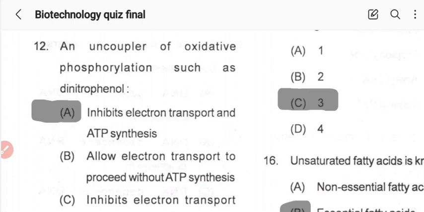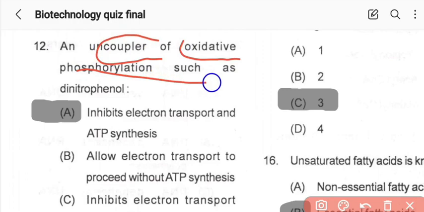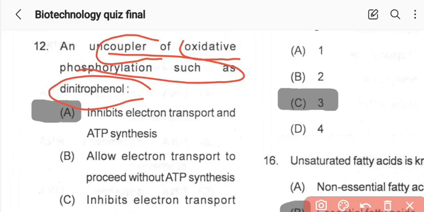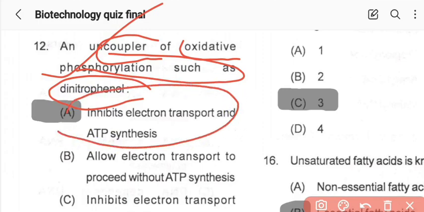So these uncouplers of oxidative phosphorylations is a poison which is called dinitrophenol, and if someone will take this dinitrophenol will die immediately because it inhibits the synthesis of ATP at mitochondria.